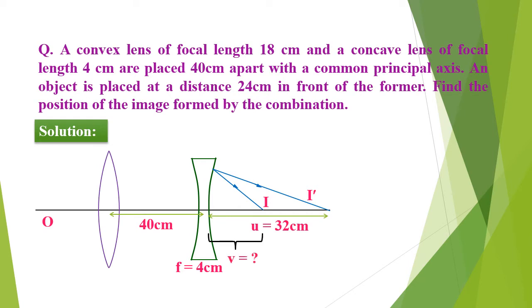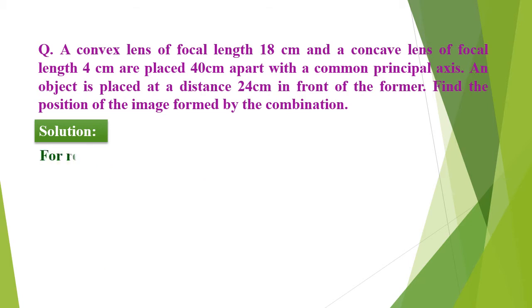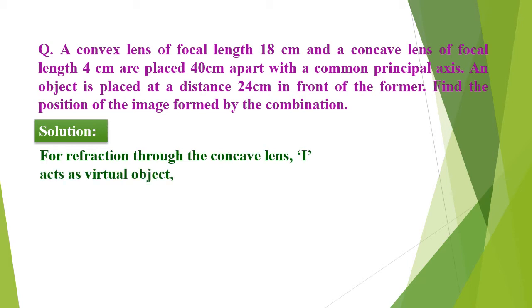And this is the final image formed by the combination of these two, so it is taken as V, that we need to find. For refraction through the concave lens, I dash acts as a virtual object. So focal length of concave lens is minus 4 centimeter and object distance is taken as 72 minus 40, that gives rise to 32 centimeter.